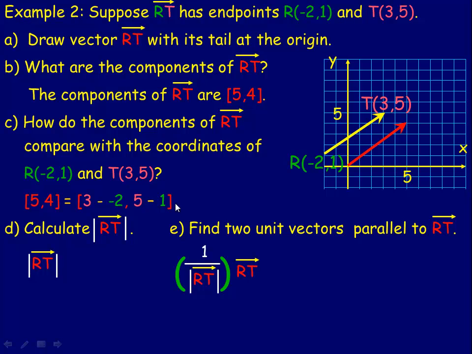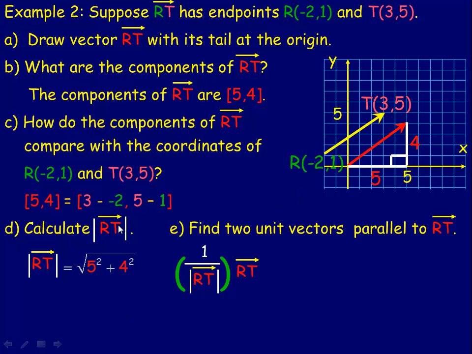And notice that if you take the coordinates at the head and the coordinates at the tail and subtract them, so the head of the vector minus the tail, 3 take away negative 2 gives you the 5, and 5 take away 1, that calculation gives you the y component of 4. So you take the coordinates at the head of the vector minus the coordinates at the tail of the vector, and that gives you the components of the vector. And of course, there's the components of the vector, the 5 and the 4.